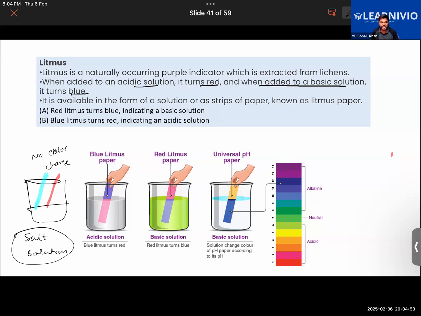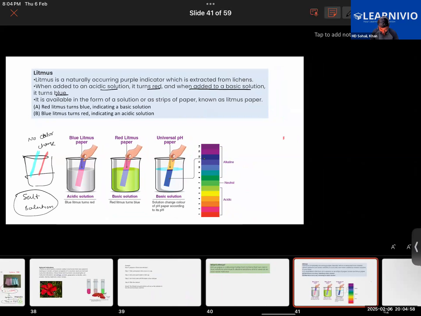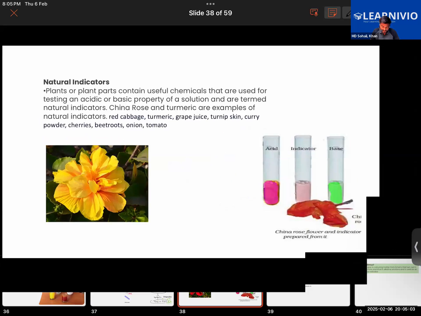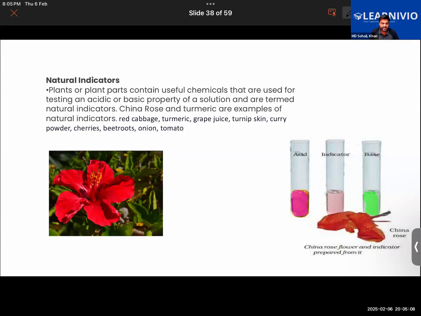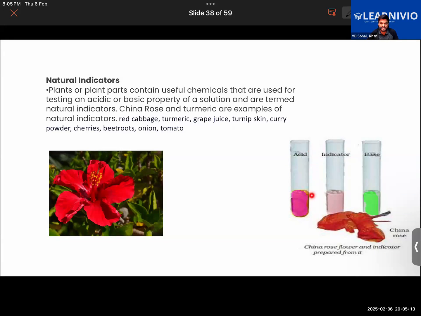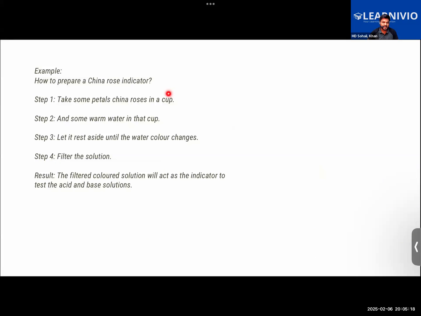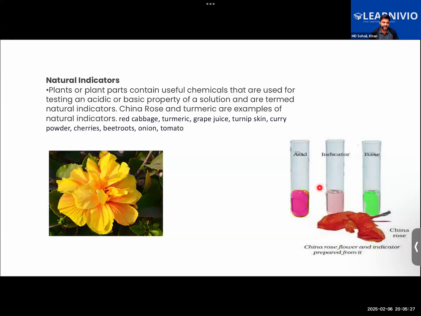Now, apart from the litmus paper, there are many other indicators also. We have another naturally occurring indicator that is extracted from the China rose flower. We take the petals of the China rose and keep them in warm water, and after some time we will observe that the solution turns pink in color. Now, this pink solution can be used as an indicator.